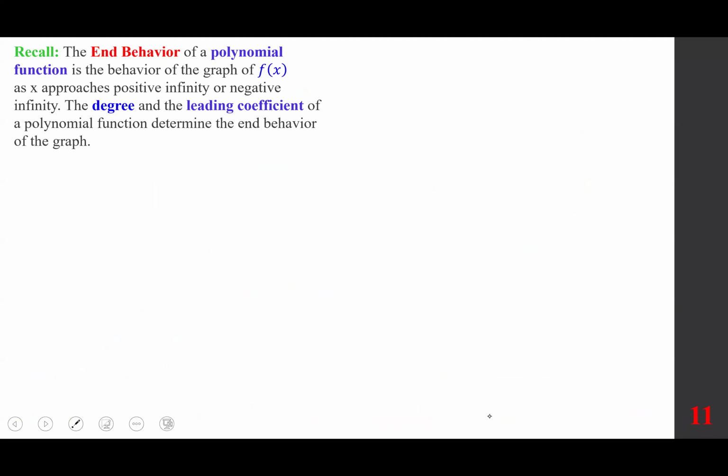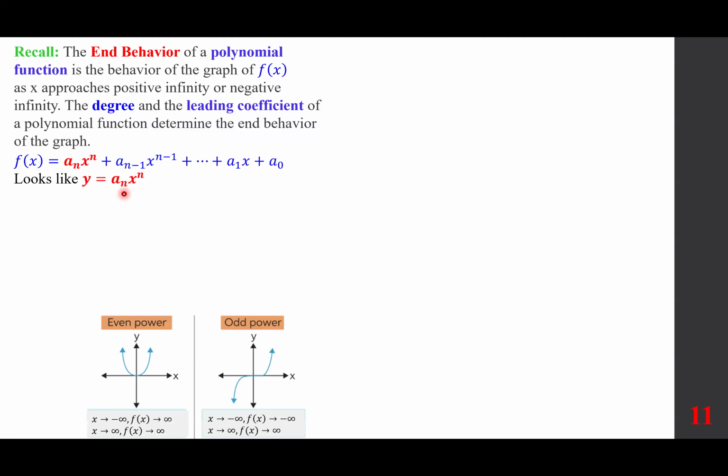However, I want to remind you of something you've seen in algebra. The end behavior of a polynomial function is the behavior of the graph of f of x as x approaches positive infinity or negative infinity. The degree and the leading coefficient of a polynomial function determine the end behavior of the graph. A polynomial function is in the form of a sub n, x to the power of n, all the way to a sub 0. This a sub n, x to the power of n is called the leading term. n is the degree, a sub n is the leading coefficient.